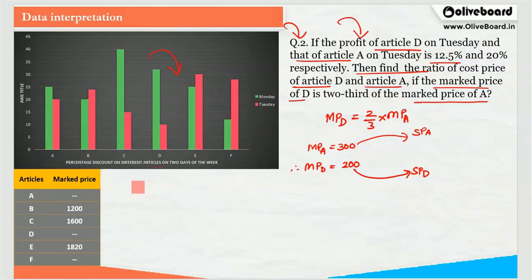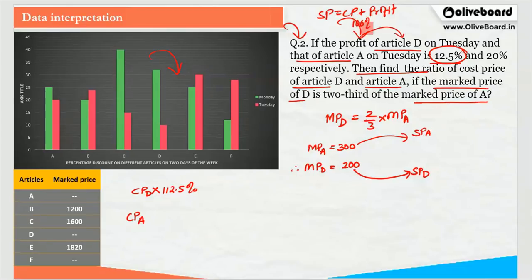Okay, so if I assume that the cost price of D is CPD and the cost price of A as CPA, then if we use the profit here, the profit of article D on Tuesday is 12.5%. So I multiply by 112.5%, because SP is basically CP plus profit. Now CP is always 100% and profit here is 12.5%. So I will have 112.5% of CP is equal to SP.